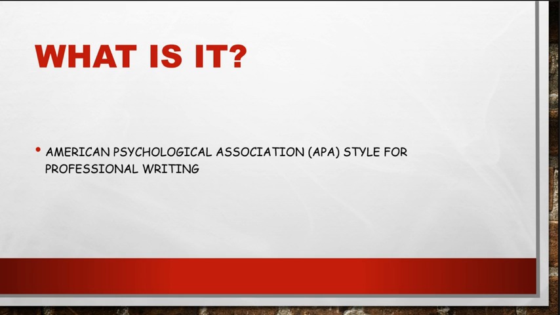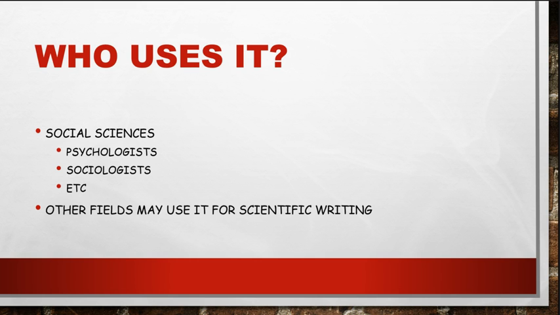It's a publication style that provides very consistent structure so that readers can easily find information that's important for evaluating research. And there are some fields outside of psychology that use APA style for their scientific writing. So let's take a look on this next slide at who does use APA style.